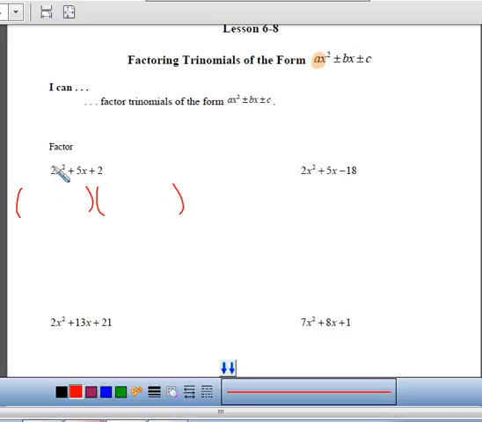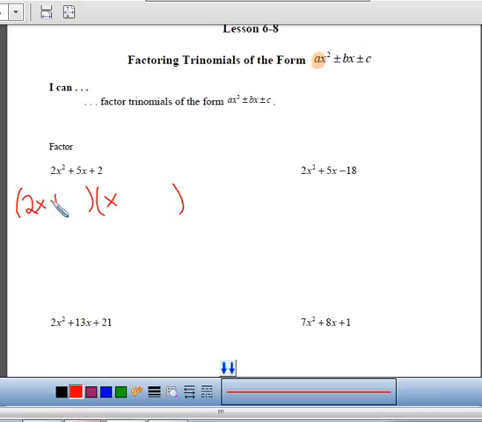But here's the problem. The very first term is 2x squared. That does not come from x times x. That comes from 2x times x. Okay, well, what does that mean? Well, that means we're going to end up with something a little different when we're combining terms in the middle. So, what are factors of 2? And we're looking for them to equal 5. The factors of 2 are just 1 and 2. And that doesn't equal 5.